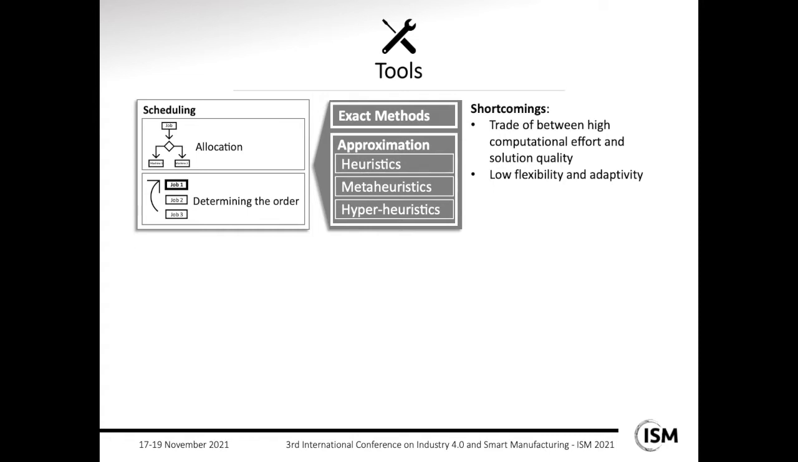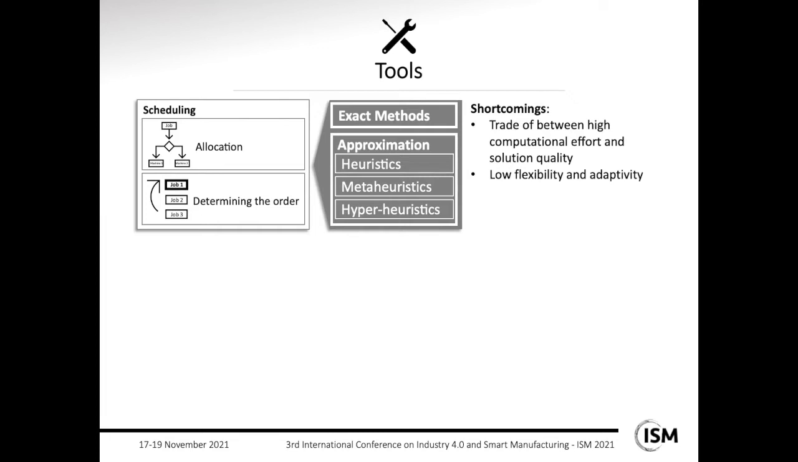We can choose, okay, we want probably very good results in terms of scheduling, but they might calculate for quite a long time. As well, when we have certain changes in the production system, like breakdowns or other things occurring, we have a low flexibility and adaptivity that we can react with and need to calculate for a long time again.